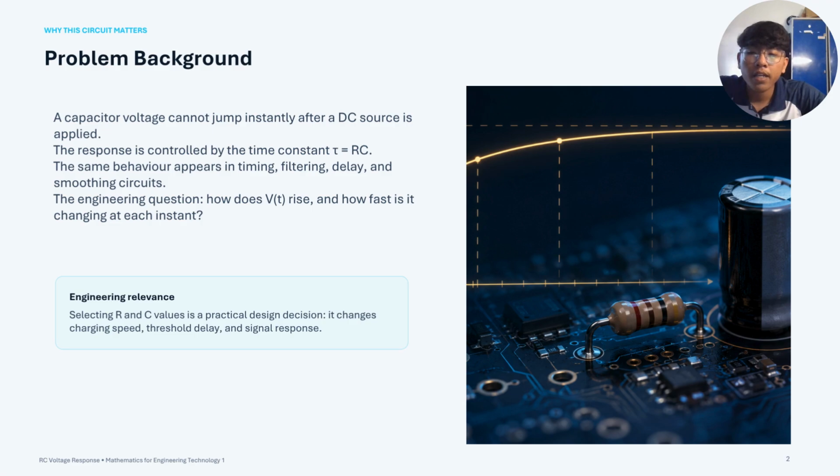So the main engineering question is: how does the capacitor voltage V(t) change over time, and how fast does it charge? Understanding the response helps engineers choose suitable resistor and capacitor values to achieve the desired circuit performance.